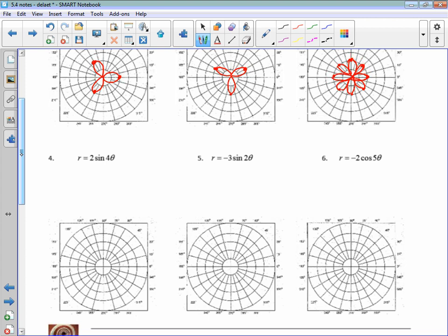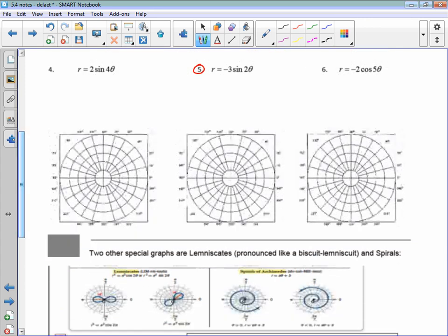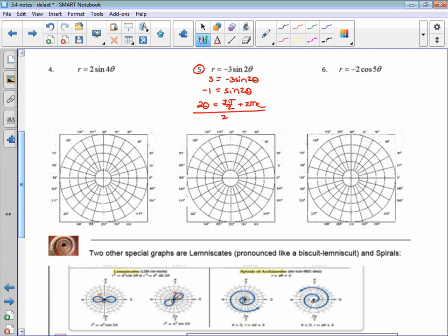I have 10 minutes left for you guys, I think. We're going to skip one. Go ahead and jump to number 5, because this has a negative in it. So you can think about it a couple ways. If I set the maximum petal length equal to 3, when you divide, what do you get this time? -1. Well, where does sine equal -1? Do you mean 3 pi over 2? Yeah. Divided by 2, so you get 3 pi over 4.